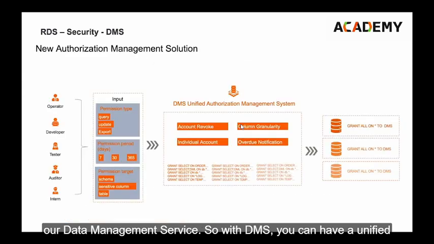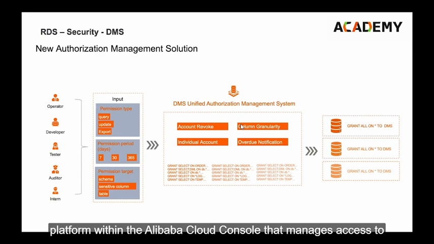So with DMS, you can have a unified platform within the Alibaba Cloud console that manages access to individual databases, tables, and even columns for a variety of different users. And this is semi-automated. So as the database administrator, you can set up a web form where your RAM users can apply for time-limited permissions to use the database. And then you as the DBA can approve.